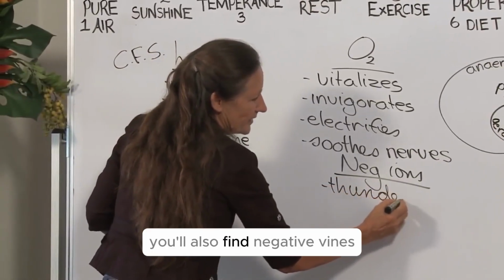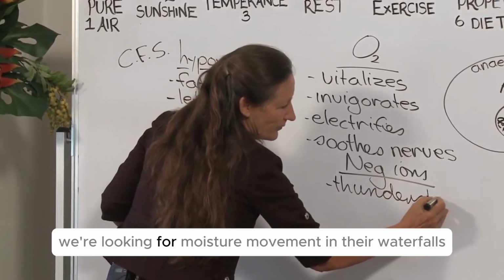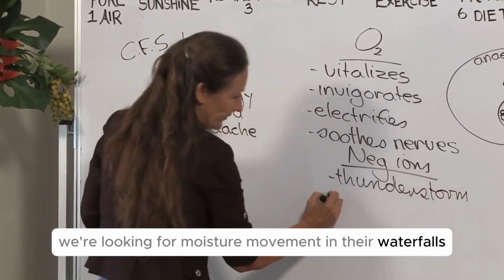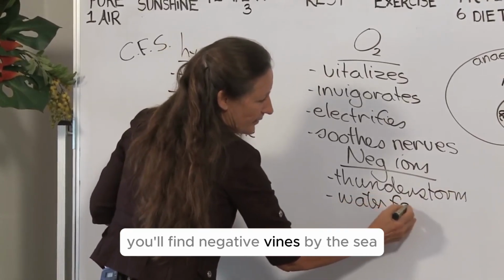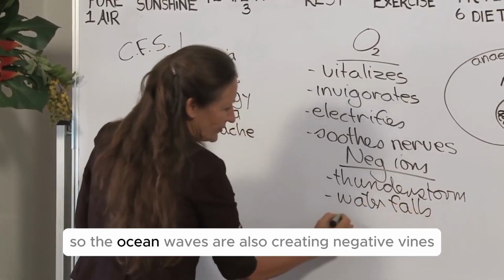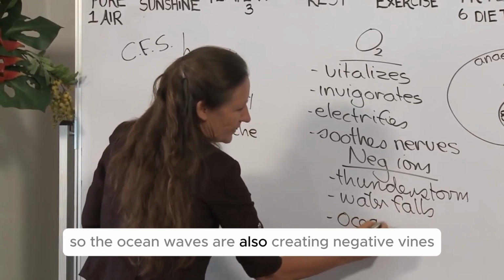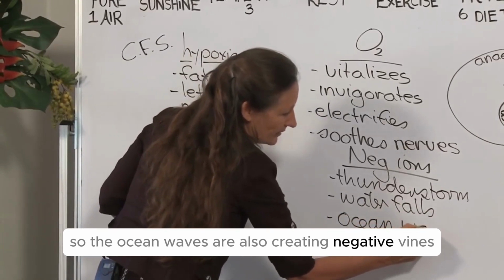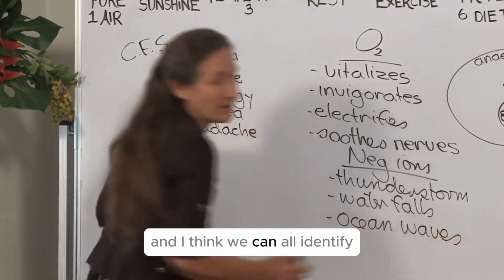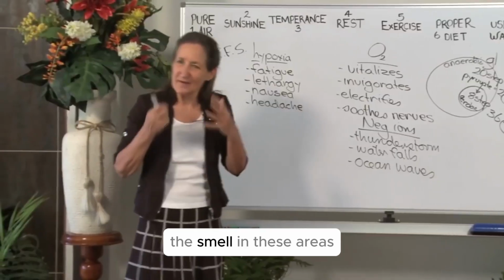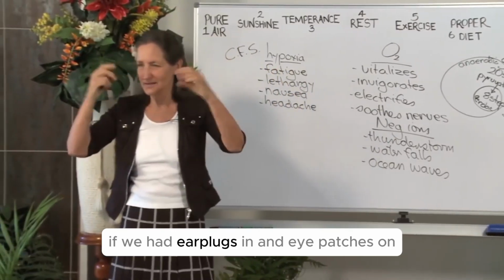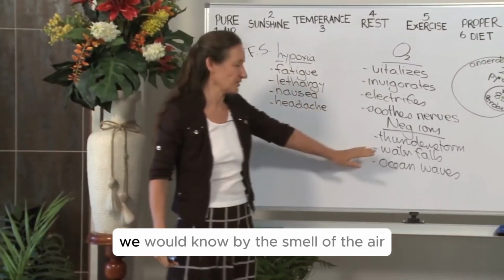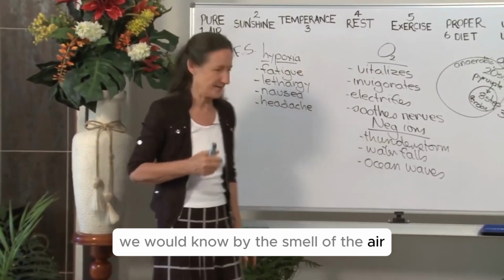You'll also find negative ions. Again, we're looking for moisture, movement, and air. Waterfalls. You'll find negative ions by the sea. So the ocean waves are also creating negative ions. And I think we can all identify the smell in these areas. If we had earplugs in and eye patches on, we would know by the smell of the air.